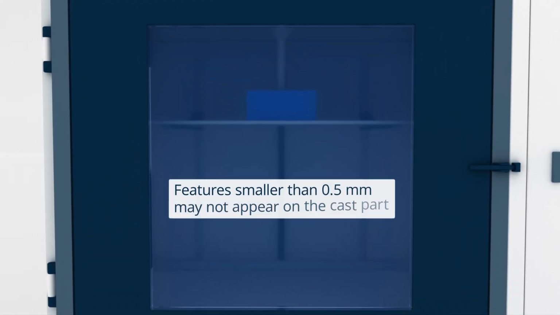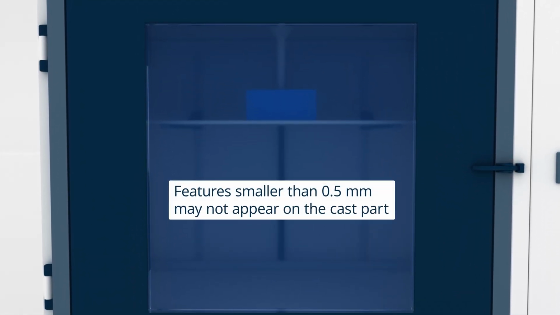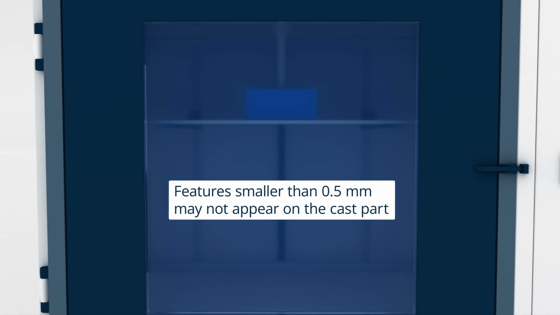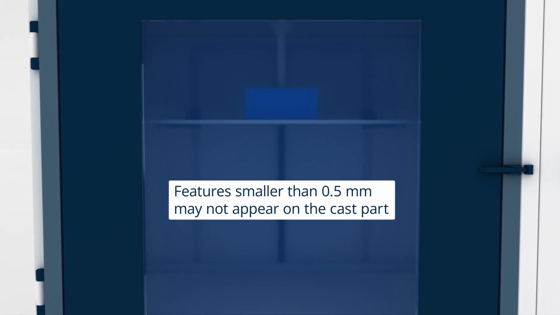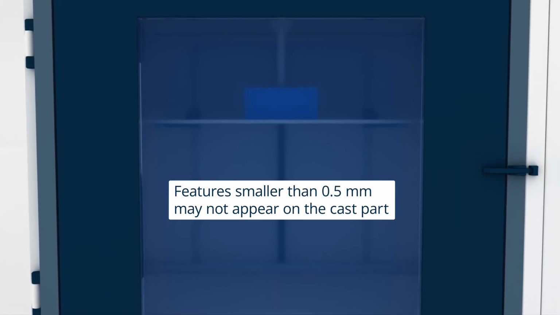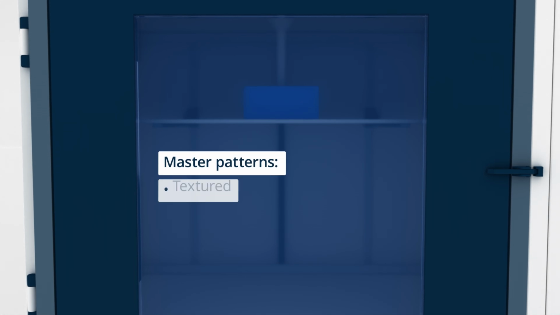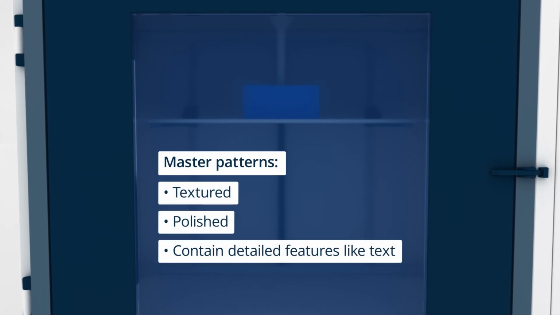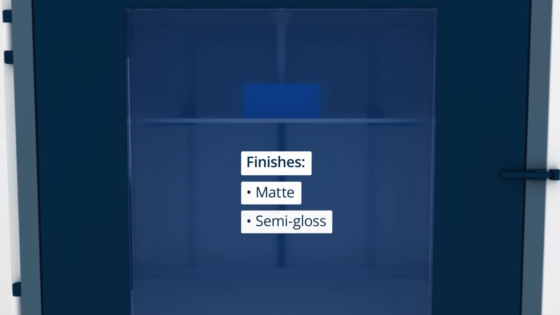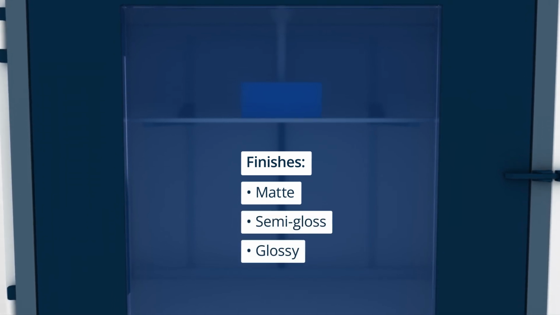Silicone molds reproduce even the finest features of the original master, though features smaller than 0.5 millimeters may not appear on the cast parts. Master patterns can be textured, polished, or contain detailed features like text. Common finishes include matte, semi-gloss, or glossy without the need for post-processing. Flexible mold walls allow easy demolding of undercuts or complex shapes, minimizing additional inserts.